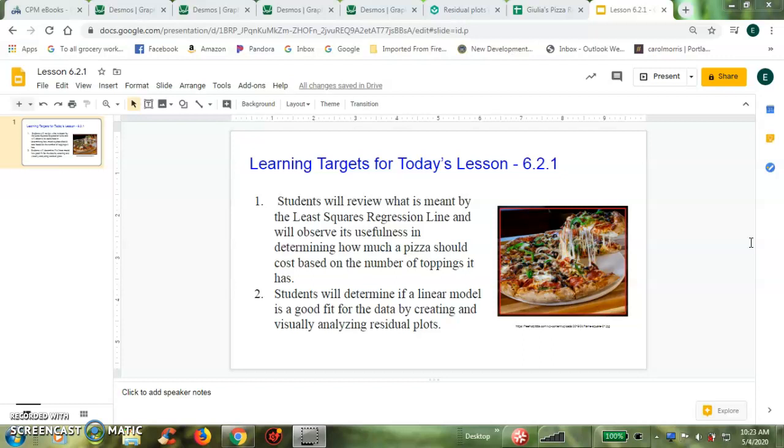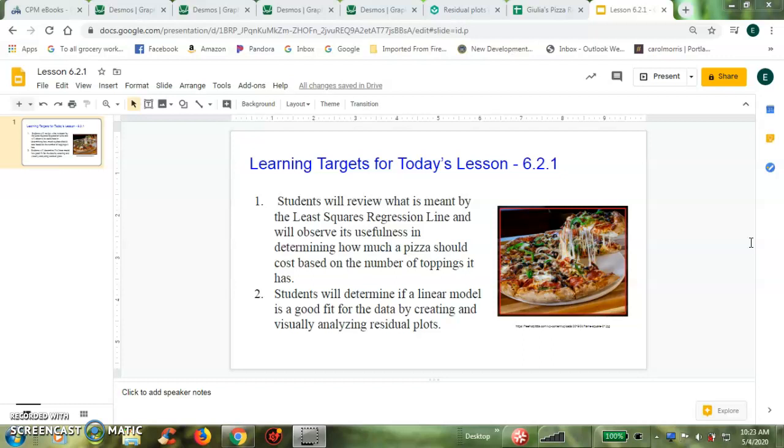The first learning target for today is that you will review what is meant by the LSRL and will observe its usefulness in determining how much a pizza should cost based on the number of toppings it has. And then the second thing is you'll determine if a linear model is a good fit for the data by creating and visually analyzing residual plots.